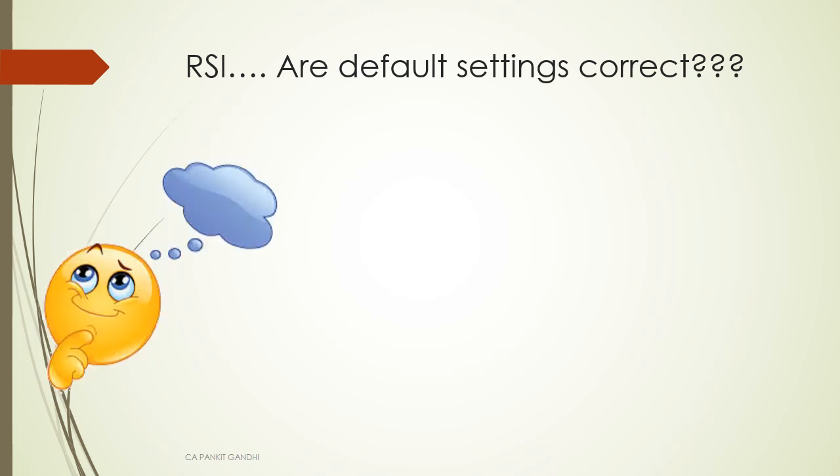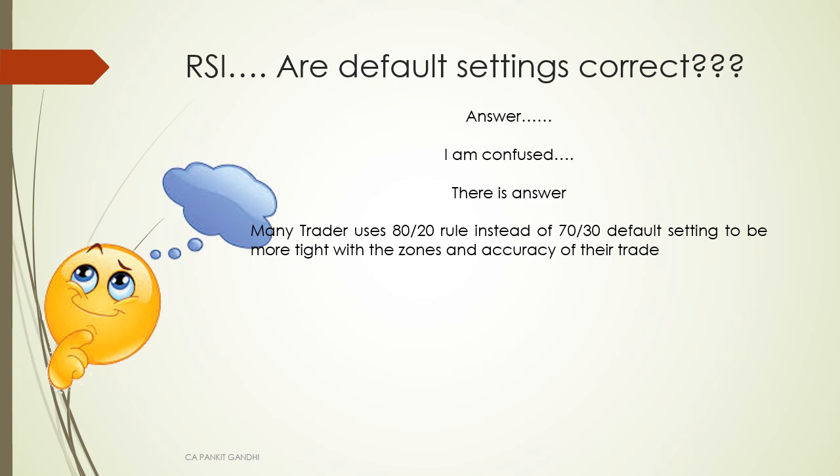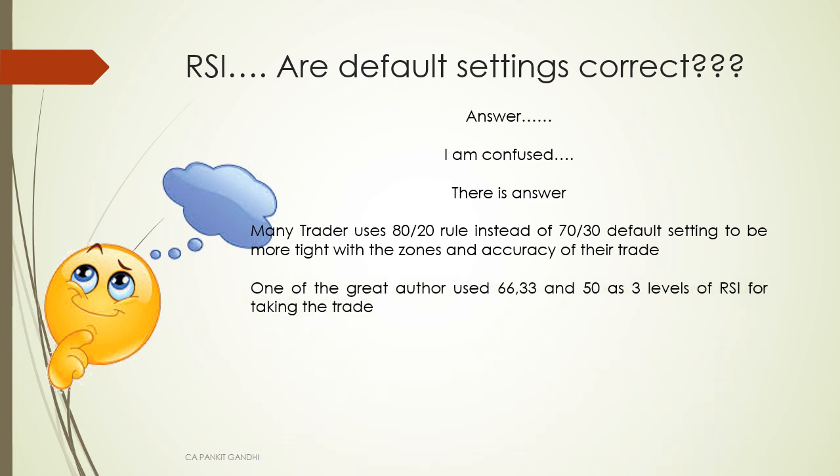Can we change it? Yes, of course we can, but how? Many traders use an 80-20 rule instead of the 70-30 default setting to be tighter with the zones and improve the accuracy of their trades. One great author used 66, 33 and 50 as three levels of RSI for taking a trade.